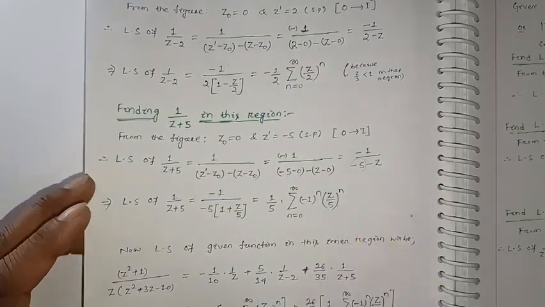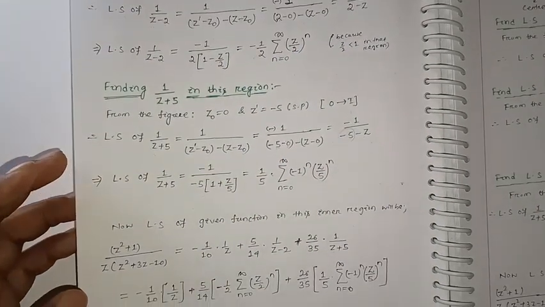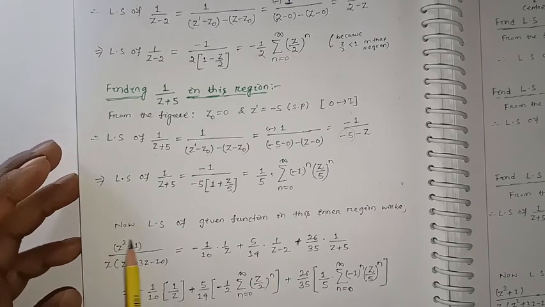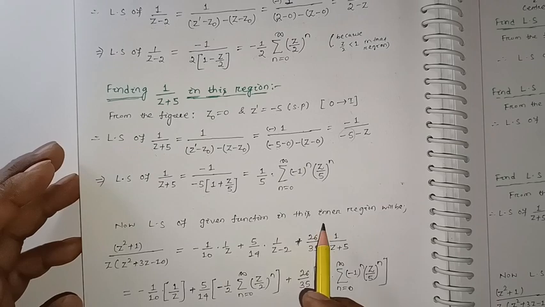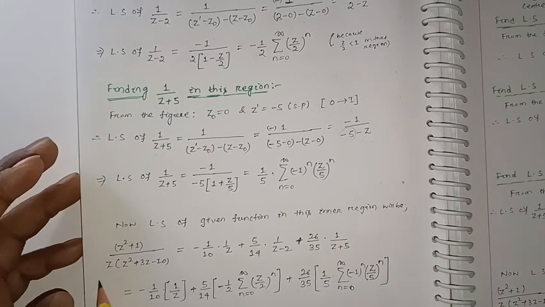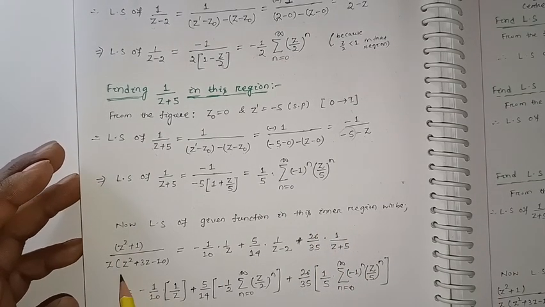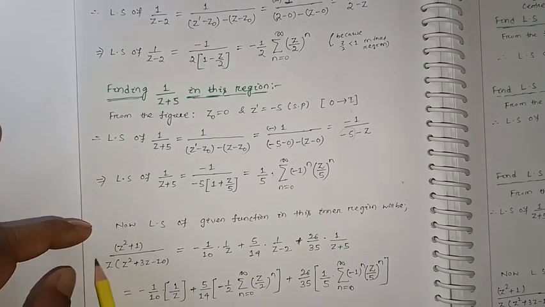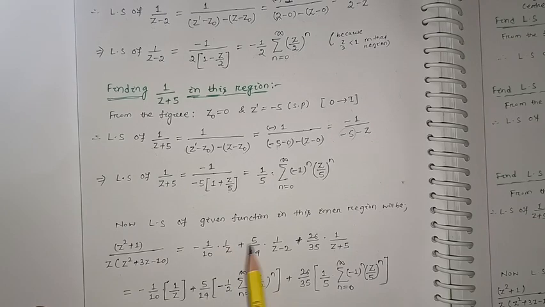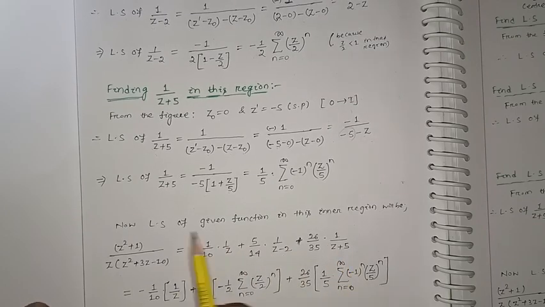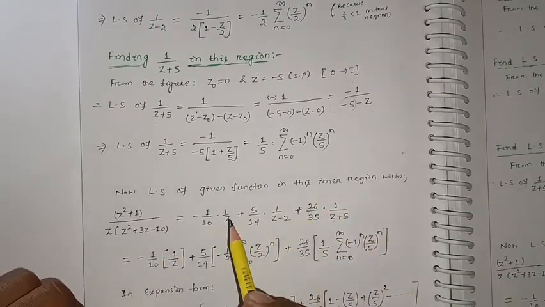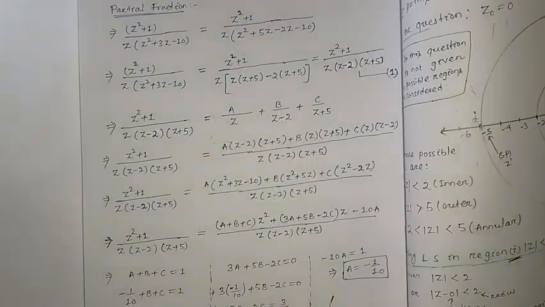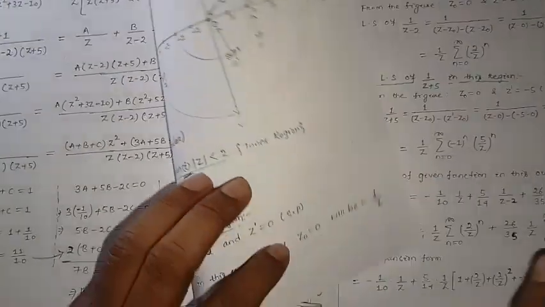I am not writing it out because I have written it many times and you are familiar with this type of work. Now the Laurent series of the given function in this inner region will be, this is our original function, and after partial fraction we found this term, this term, this term. So the Laurent series of this one in that region, of this one, of this one, separately we have evaluated. Now we are going to substitute. For 1 by z, how much did we find? 1 by z.